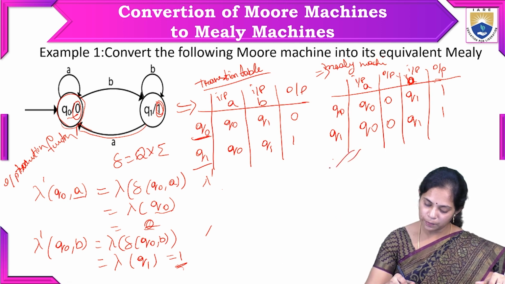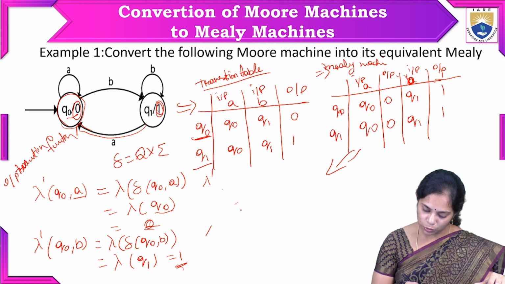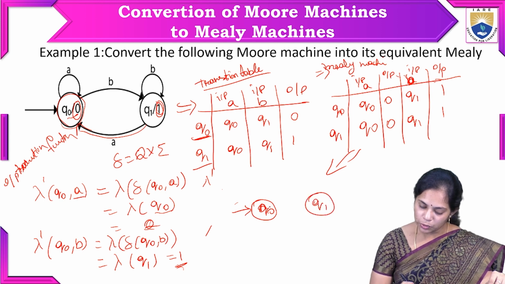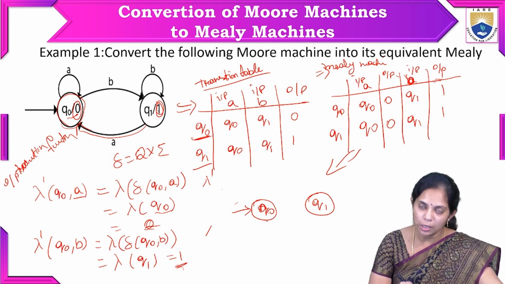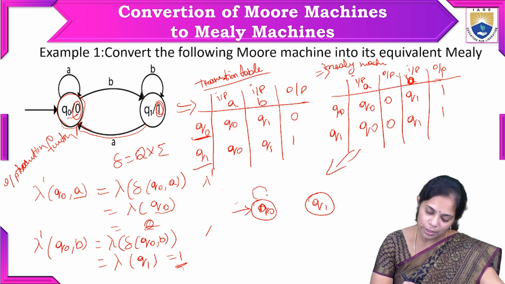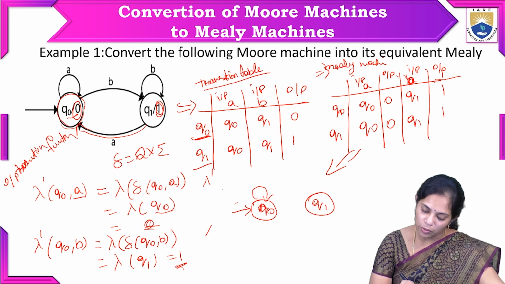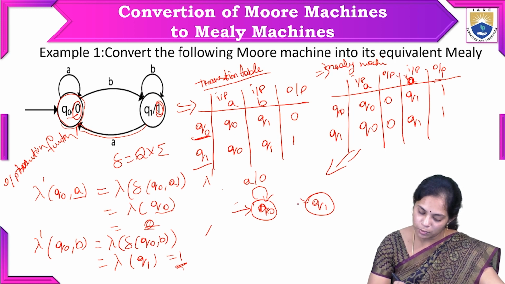So let's draw the Mealy machine. It has two states, Q0 and Q1. Here the state itself does not carry the output, because in a Mealy machine the output is not in the state. Along with the input symbols, it has the output also. So from state Q0, if you give A as an input, it goes to Q0 itself. And with B as an input symbol, it goes to Q1, giving 1 as output.